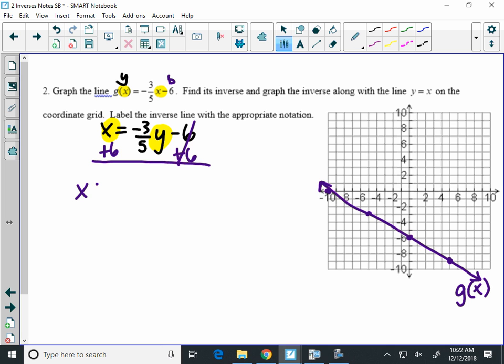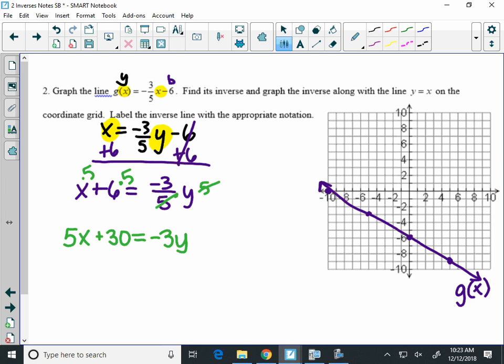We'll get x plus 6 equals negative 3 over 5y. All right, now we're going to do the same thing we did in the last problem. We need to clear the fraction. And to do that, I'm going to start by multiplying everything by the denominator. That makes the 5 on the right go away. And on the left-hand side, we now have 5x plus 30 equals negative 3y.